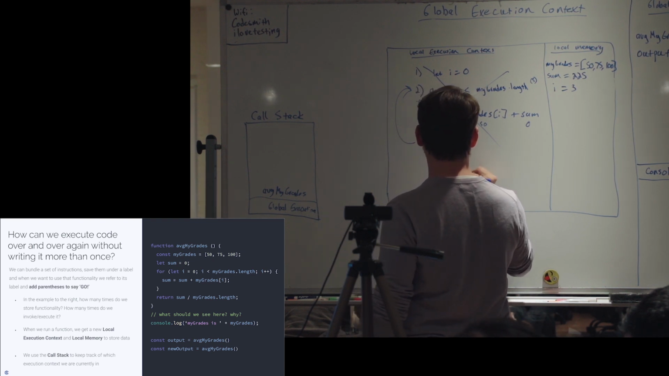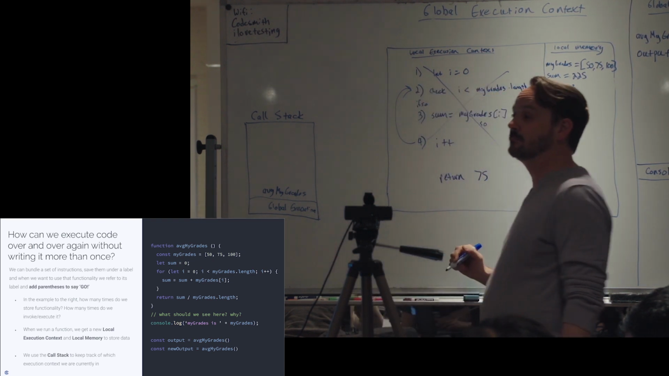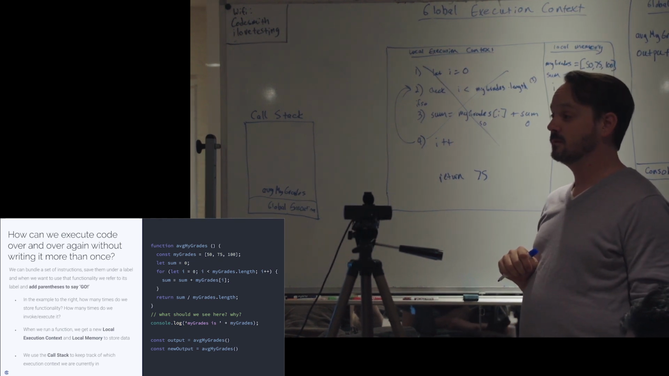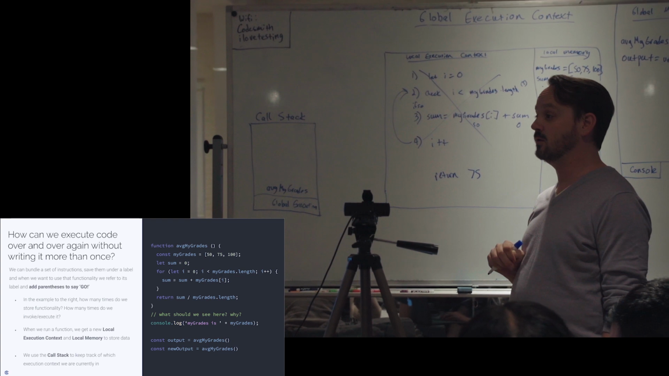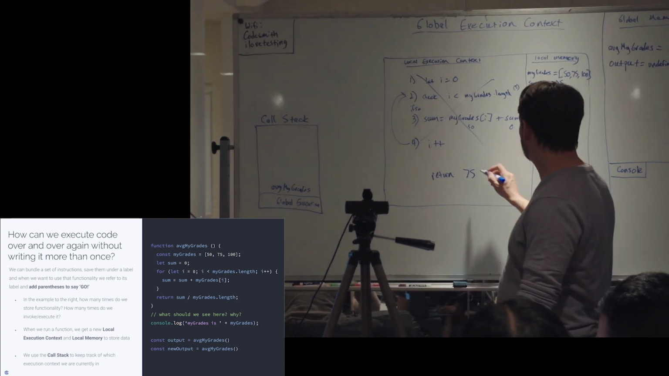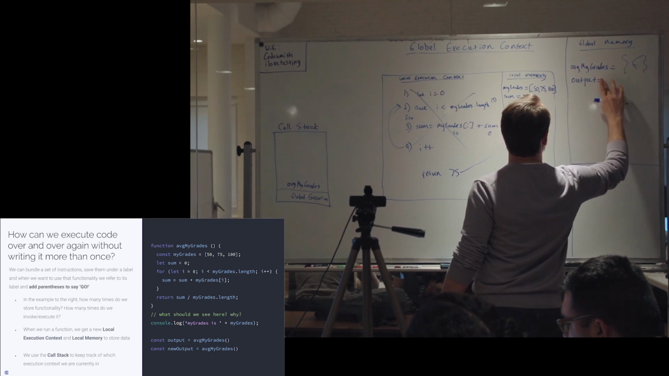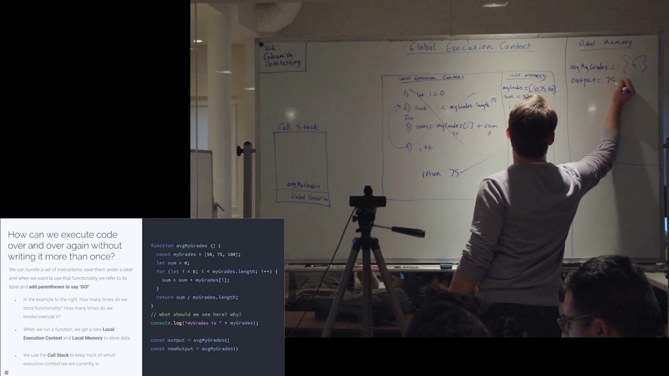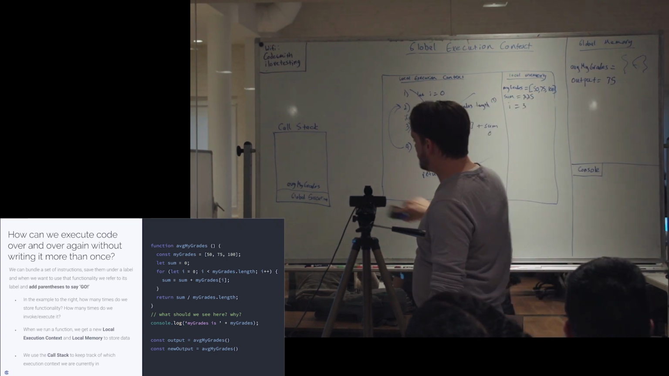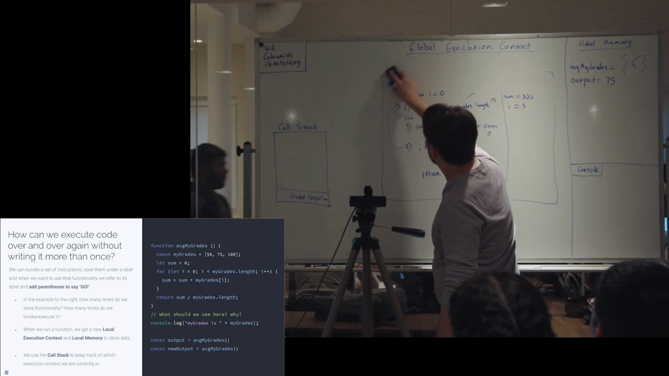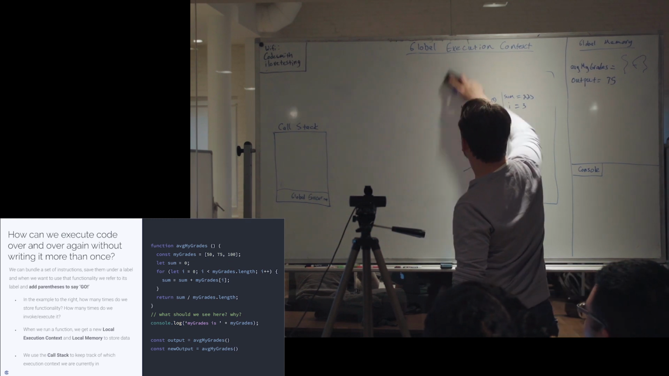Where am I returning that to? The global context. Yep, but where in the global? It'll be assigned to output. Exactly. So this is going to go right over here. So output is no longer undefined. Output is now 75. We pop average my grades off the top of our call stack, and we close this execution context.